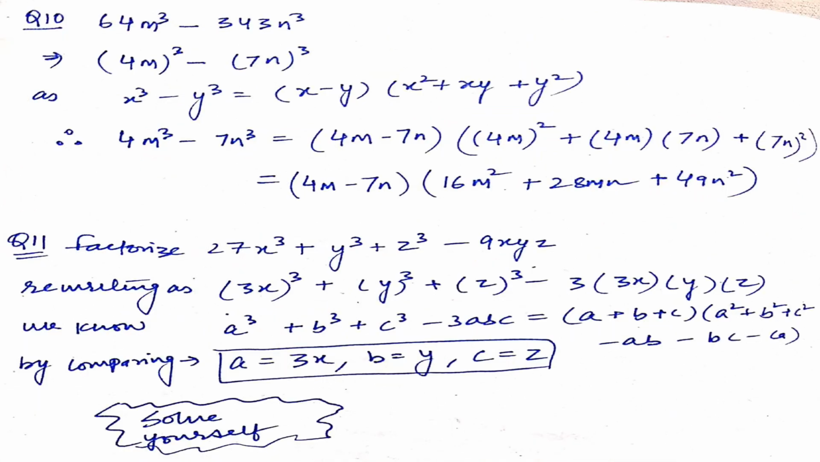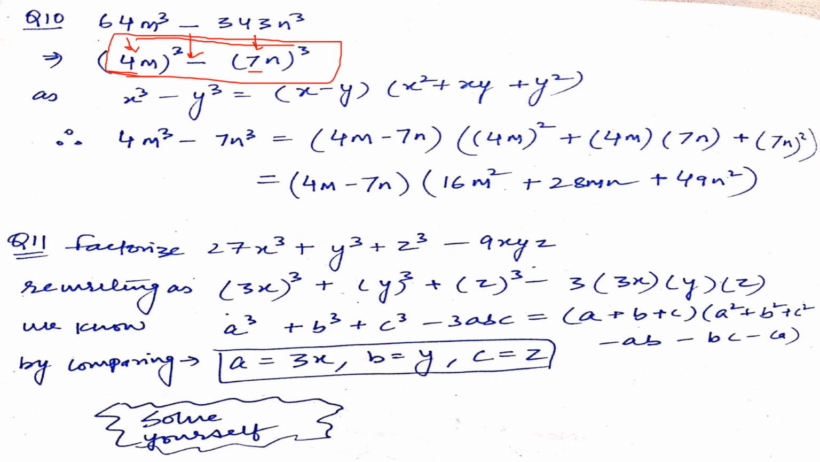Now a question in this exercise, question number 10, that is 64m cube minus 343n cube. Just seeing the question, the thing that comes to my mind is it is an expanded form and has a cube also. So we have to use the formula of cube which is in expanded form. If you remember, it is the same as x cube minus y cube. So first of all, I have to write this question in this way. We know 64 came from 4 cube, so we can write 64m cube as (4m) whole cube. Similarly, negative sign as it is. 343 came from 7 cube, so (7n) whole cube. So we have made the question like this.